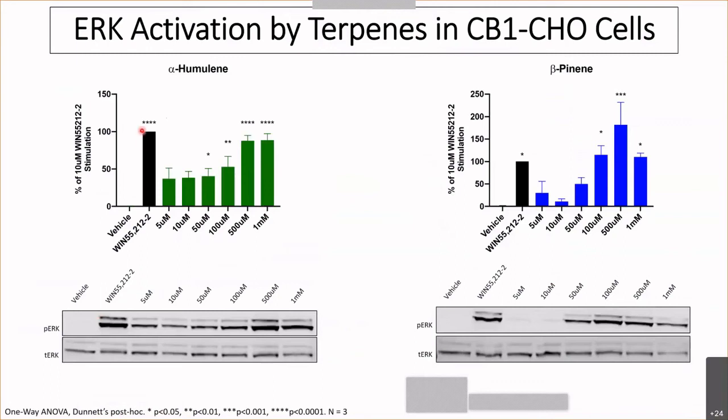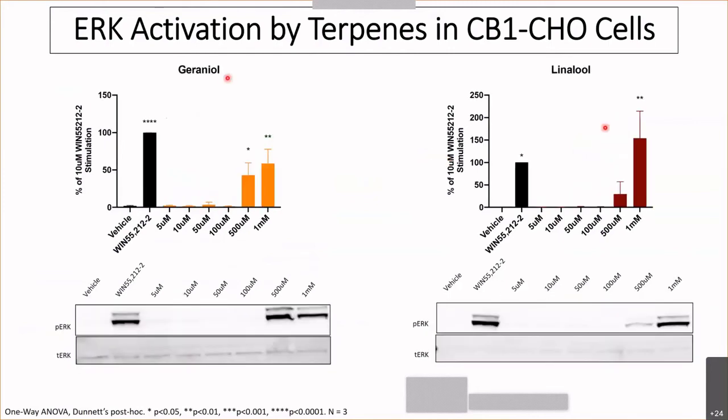And we can see here first that alpha-humulene and beta-pinene, the first 2 terpenes, fully engage the CB1 system. They produce full stimulation of ERK MAP kinase. It's fully activated by 500 micromolar. And we see the same thing with geraniol and linalool, although the concentrations are shifted. We don't really see any activation until we get to 500 micromolar. And perhaps the stimulation is a little bit less.